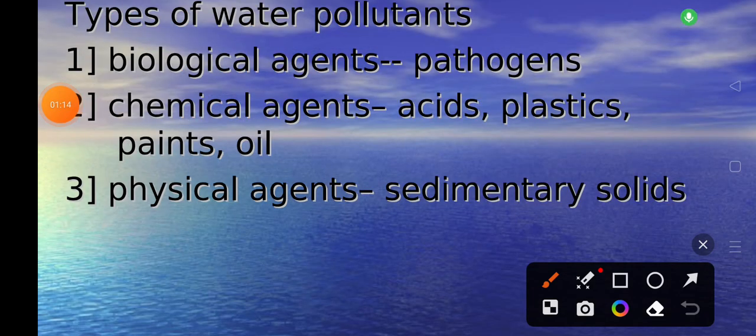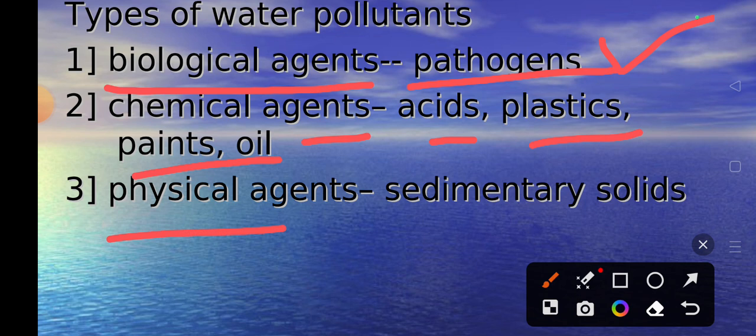Broadly, three types of water pollutants are there. They are biological agents like pathogens, viruses, and bacteria. Everything comes under the pathogens, that is biological agents. Then chemical agents like acids, pesticides, paints, oils. Everything comes under the chemical agents. And the physical agents, like sedimentary solids, soil particles, or TDS. Everything comes under the physical agents.